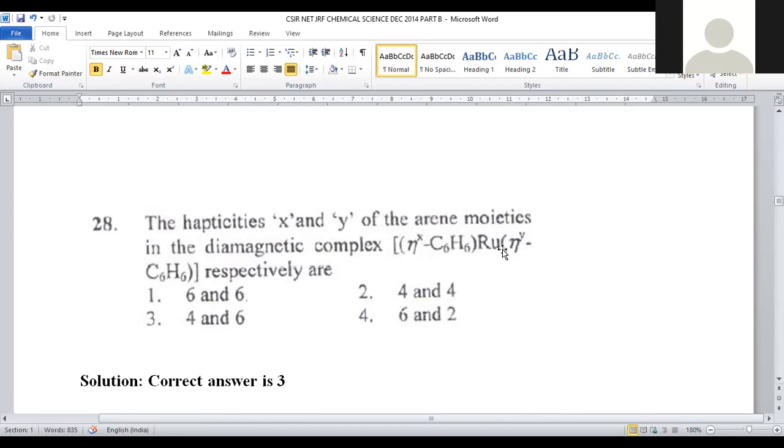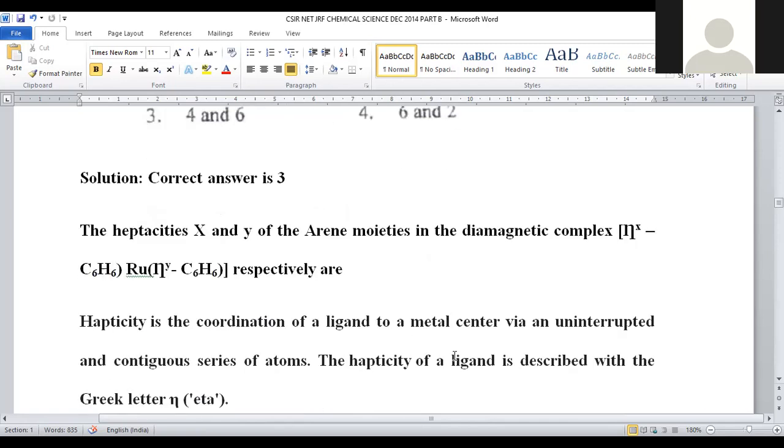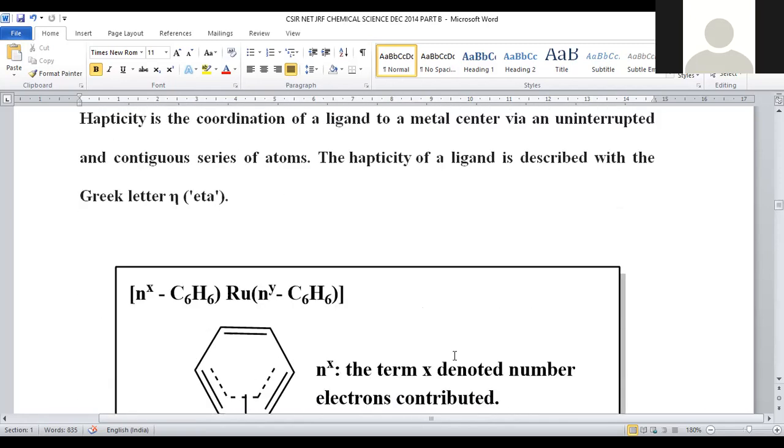If it attains an 18 electron system, that will become highly stable. The ultimate step should be that it retains the 18 electron system. In order to get that 18 electron system, we have to predict the total valency electron count so that we can easily find the hapticity of one benzene and the second benzene. So for that purpose, let us see the entire structure.